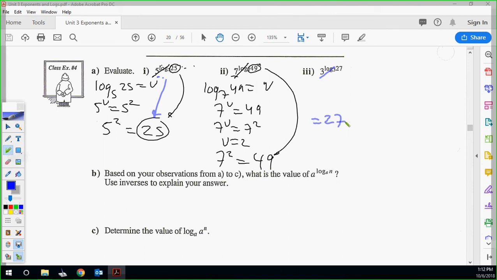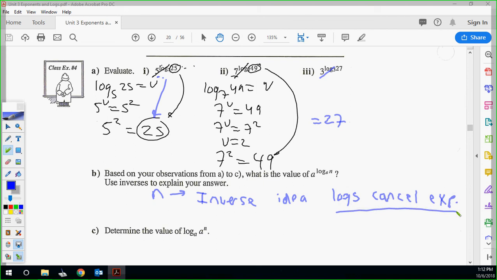Okay, and based on your observations from A to C, what's the value of a to the log base a of n? It's going to be n. And it's just because of the inverse idea, logs should cancel exponentials. No different than addition, subtraction, multiplication, division, square root. Same type of thing going on here.